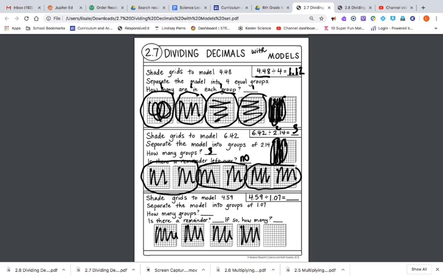Sorry, so there's my 4, and I need 5,900. So that's 10, 20, 30, 40, 50, and I just need all but 1. Okay, so right there, I've shaded them to represent 4 and 5,900s. And again, this time I want to put in each group 1 and 700s, okay?